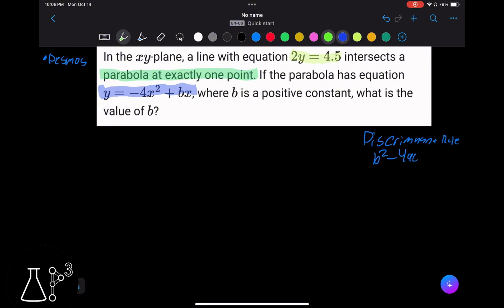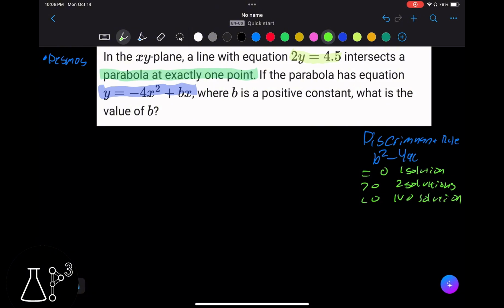Well, if b squared minus 4ac equals 0, that means I have one solution, or when it's graphed, the graphs intersect at 1 point. When it's greater than 0, it's 2 solutions, so it intersects in the graph at 2 points. But when it's less than 0, it's no solution, and in the graph, it doesn't intersect at all.